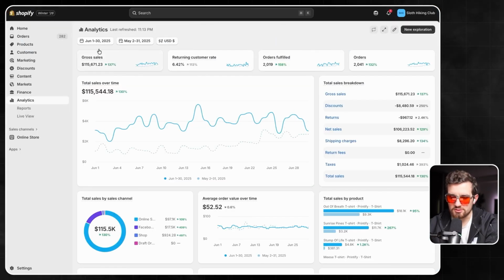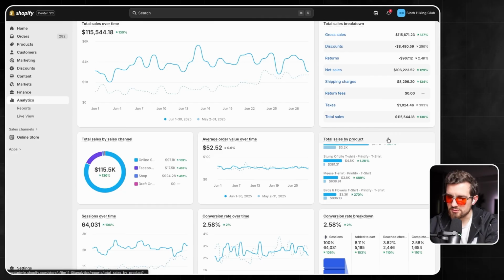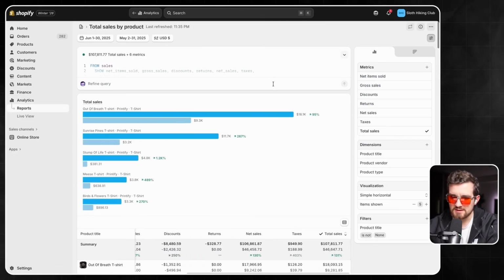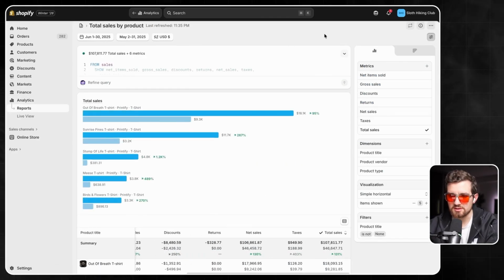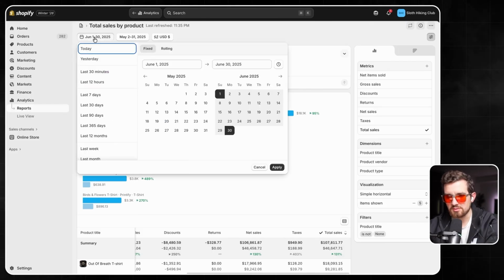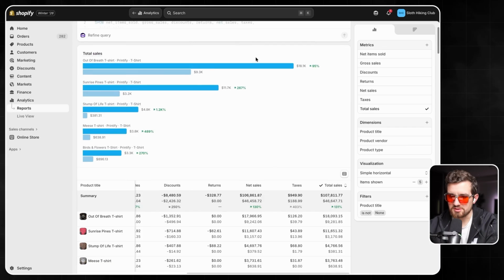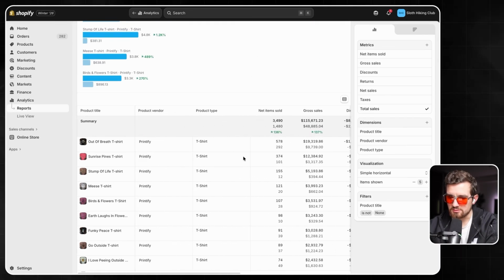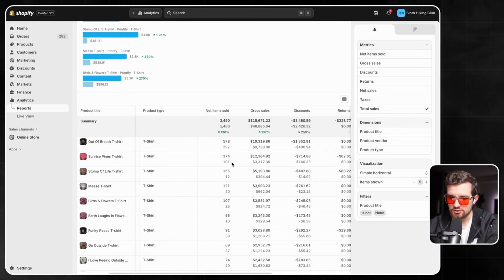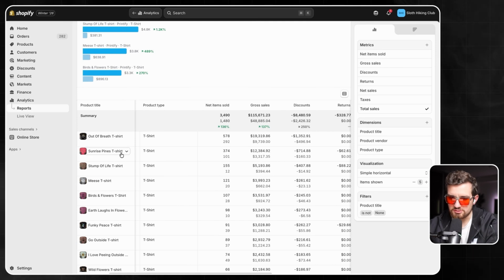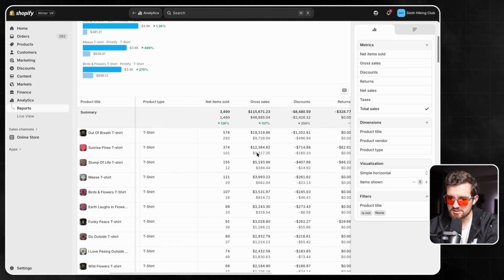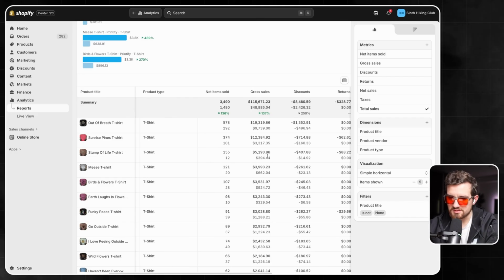Let's go take a look at Sloth. Yeah, so for Sloth, we go to total sales by product. So we look at past 7 days for link clicks, or you can also look at past 30 if it's not enough data. But then for sales, we normally just go with the widest time range. I might look at past 7, but I want to see as much data as I can. And so we can see this is in June. The Out of Breath shirt was doing really well, Sunrise Pines, and Stump of Life t shirt.